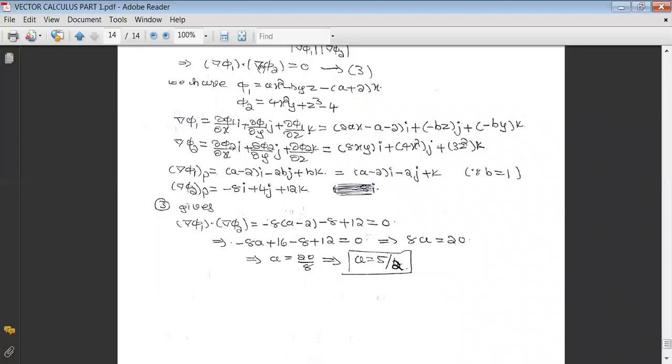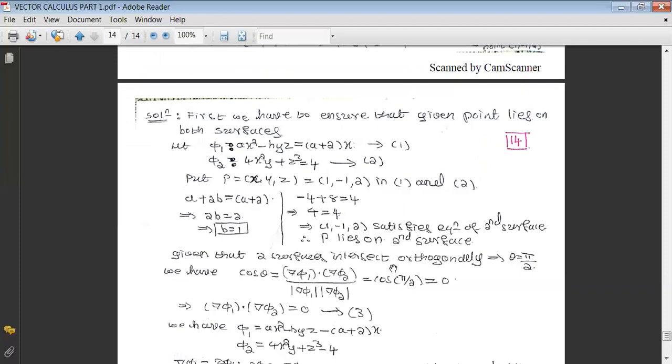Now equation 3, the dot product between del pi 1 and del pi 2, is 0. Once you go for that, this becomes the dot product, that is minus 8 into (a minus 2), and it is minus 8, and this is plus 12, and the RHS is 0. Therefore, it is minus 8a plus 16 minus 8 plus 12 equals 0. If we simplify this, that will be 28 minus 8a equals 0, that is 8a equals 20. Therefore, it leaves a as 5. That will be the required values of a and b.